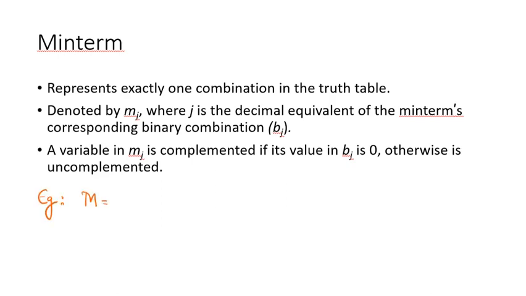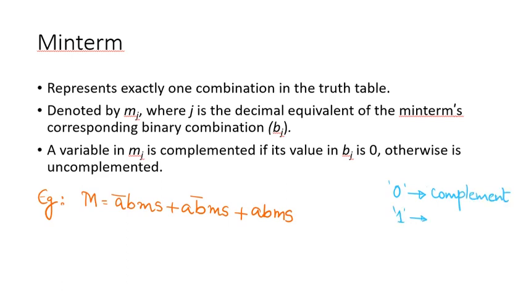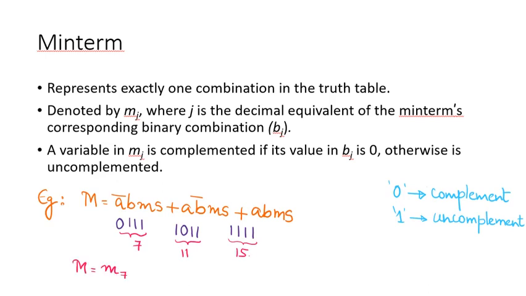So let me consider an example here where M is equal to a bar b c plus a b bar c plus abc. In terms of binary, this can be represented as 0111, 1011 and 1111. The decimal equivalent of 0111 is equal to 7, 1011 is equal to 11 and all ones is equal to 15.